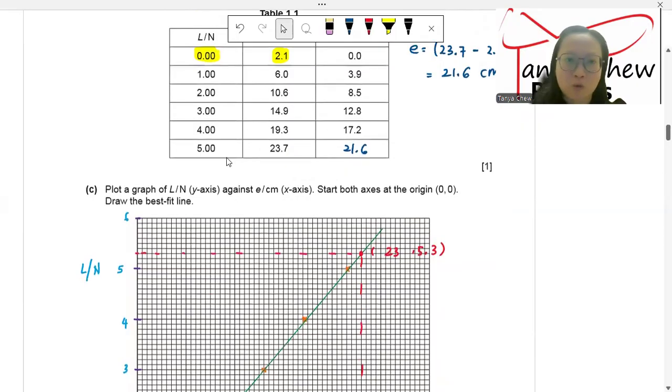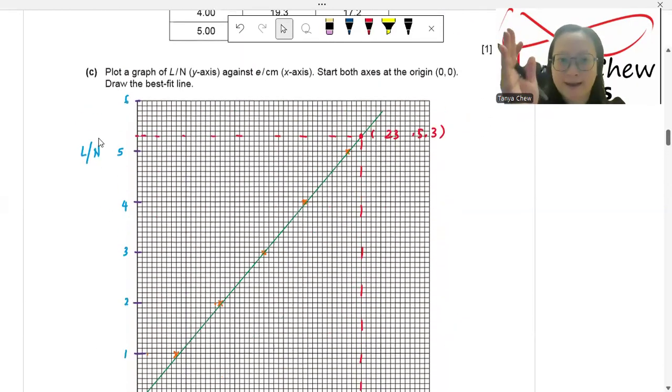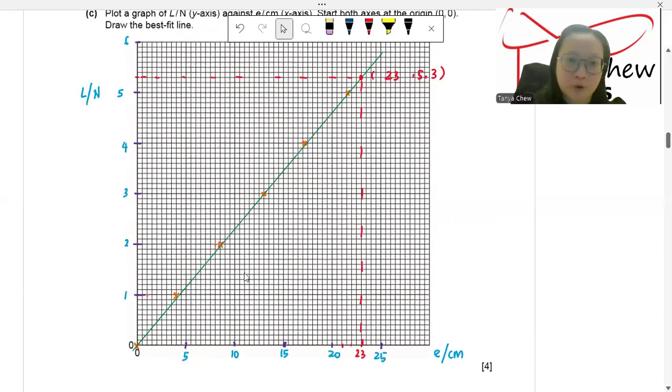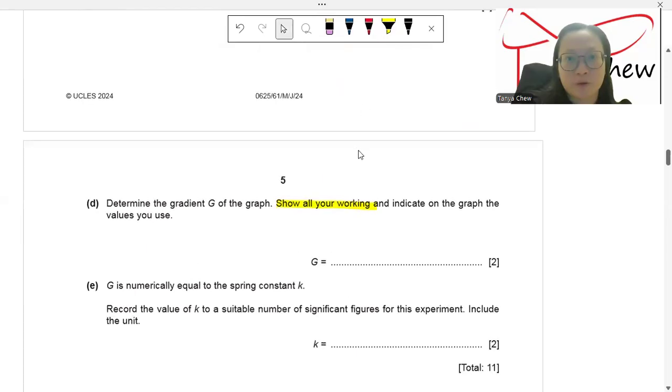So I have plotted all the points here. Okay, first of all, you have to label your x and your y-axis. My y-axis is L/Newton. My x-axis is E/cm. And then you plot all the points, draw your best fit line. That's all. Now, determine the gradient G of the graph, and you have to show all your workings and indicate on the graph the values you use, right?